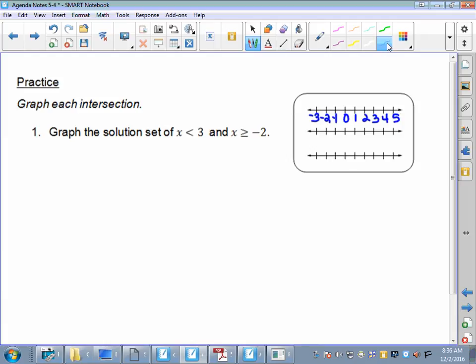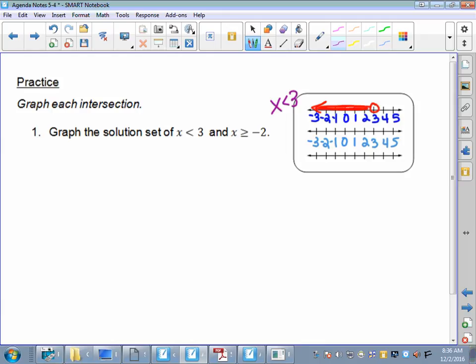Now I need to be consistent. If I want to make this double graph work for me, I need to be consistent and use the same numbering on all three of them. So this first one, I'm going to graph my x is greater than 3. Sorry, that's a less than. x is less than 3. So 3, I've got an open circle, and if it's less than, it's got to be going to the left.